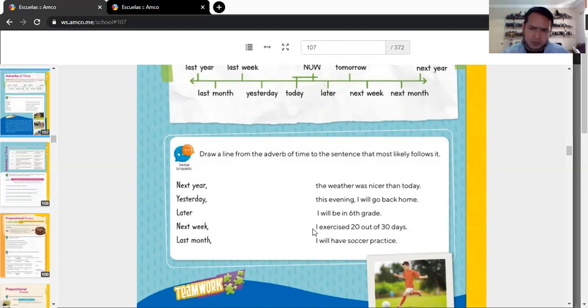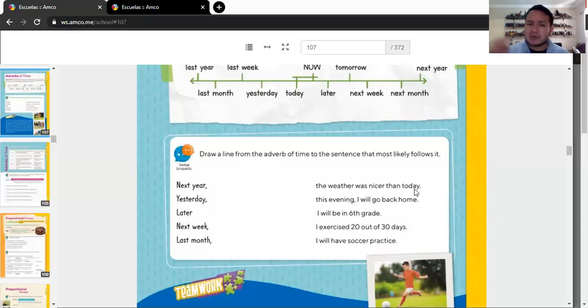What do you think it goes with? Next year, the weather was nicer than today? That doesn't sound good. Next year, this evening? Nah, that doesn't sound good at all. Next year, I will be in sixth grade. That sounds good. Next year, I exercised. Exercised is in past, and you're talking about next year? Mistake. No. Next year, I will have soccer practice. Could be. Because you're talking about the future.